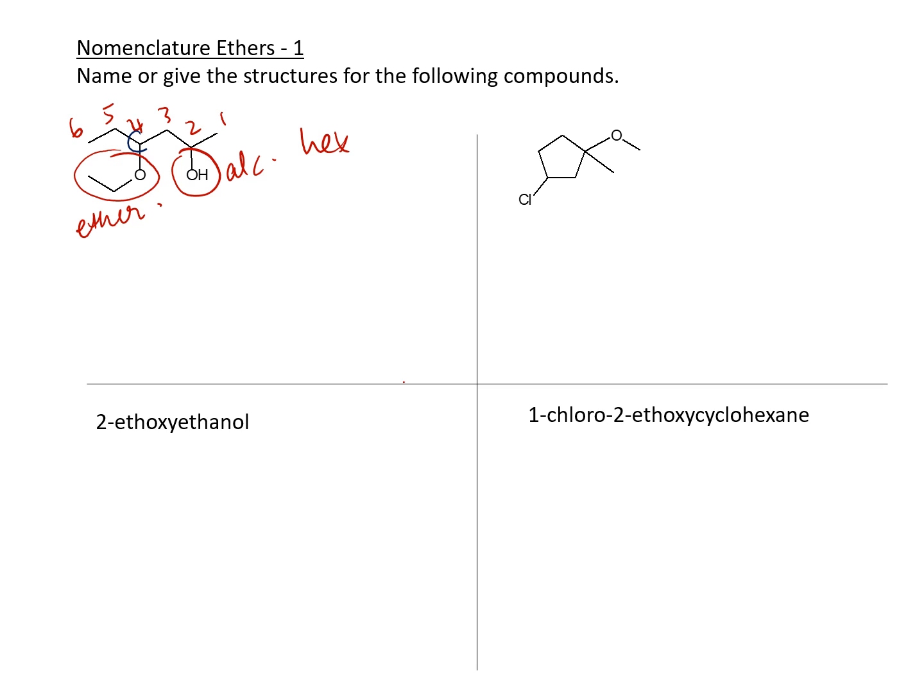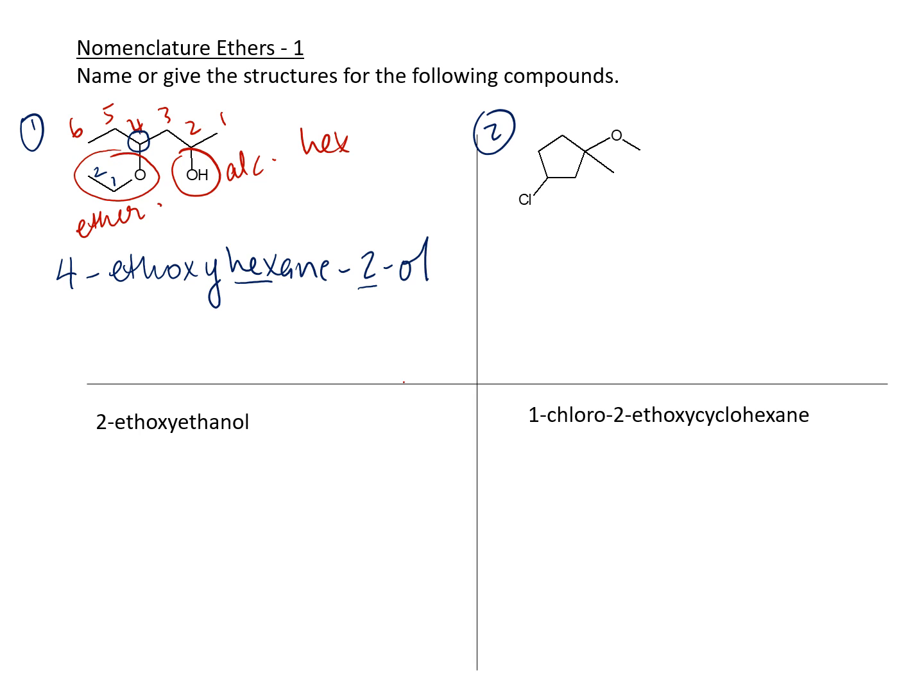On the 4th carbon right here, I have an ethoxy group. So that's the 2 carbons, 1, 2. So 4-ethoxy and then hexan-2-ol, because hex is the long chain and 2 is the locant for the alcohol. So that's the name for the first structure.